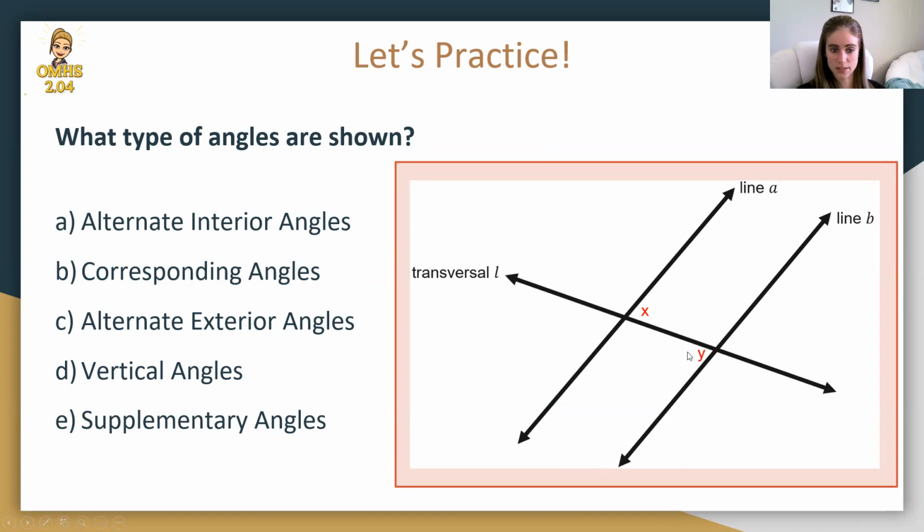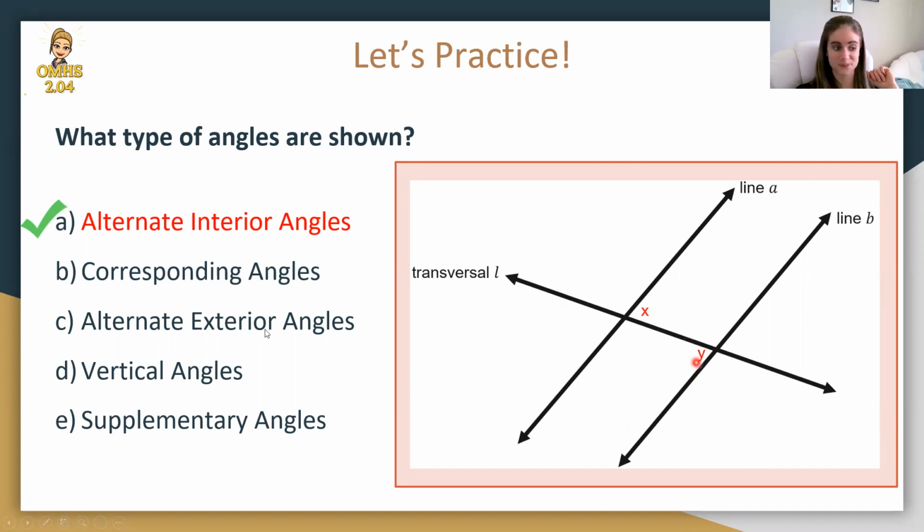What are these two angles? Which vocab word matches that? All right, I'm going to reveal the answer, so if you don't have it figured out yet, pause. These two are alternate interior angles. Notice how they're both on the interior, so they're both inside my two lines. And they're alternate, they're on opposite sides of the transversal. One's here and one's down below.